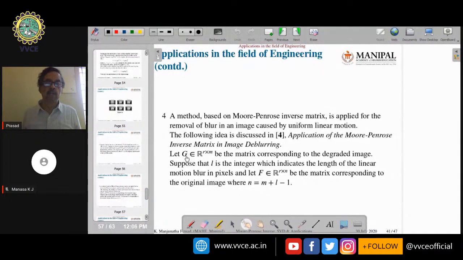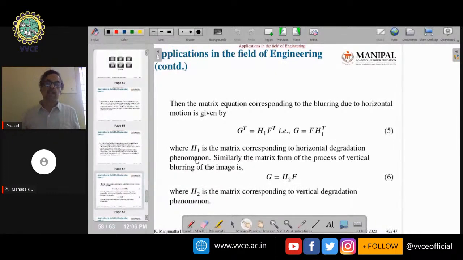Now let G be an R by M matrix corresponding to the degraded image. Suppose that L is the integer which indicates the length of linear motion blur in pixels, and let F belong to R by N real matrix corresponding to the original image, where N is equal to M plus L minus 1. Then G transpose is equal to H1 F transpose, and G is F H1 transpose.